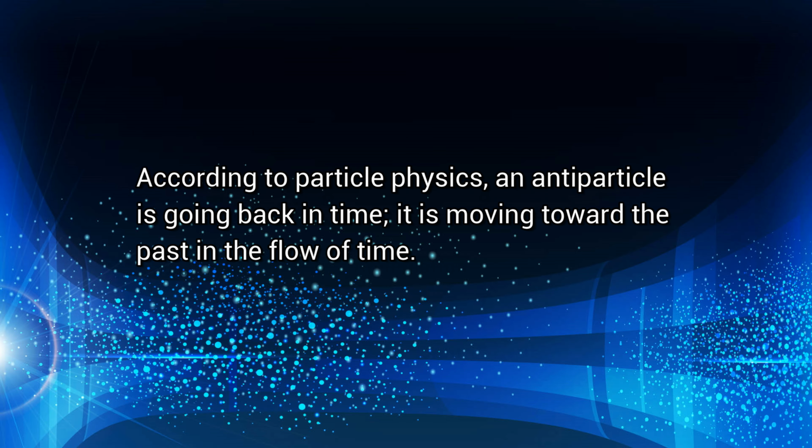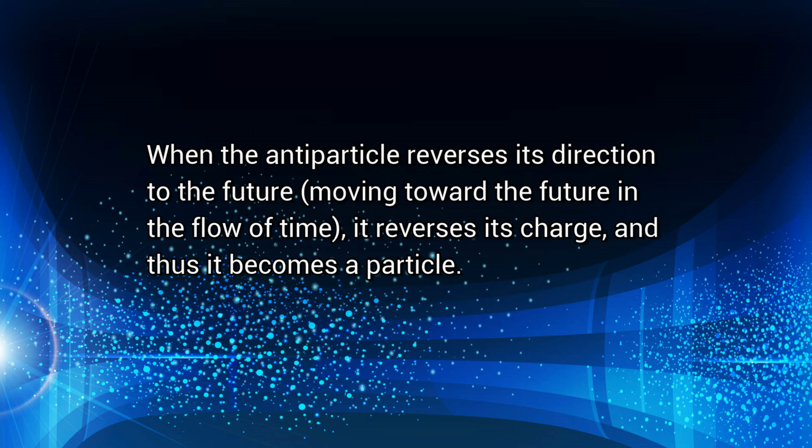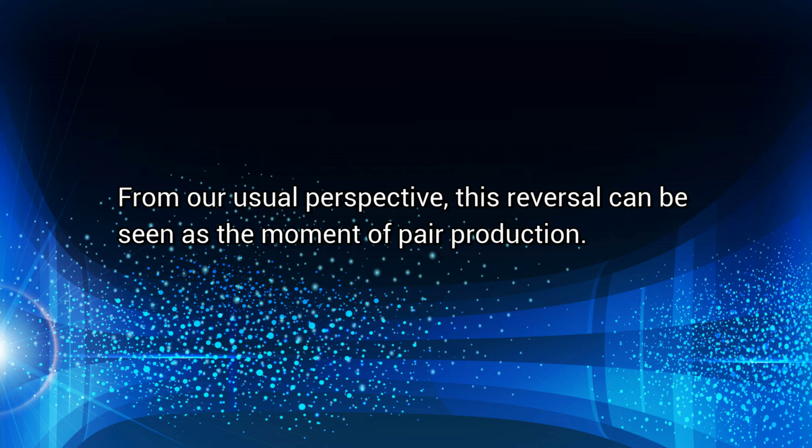According to particle physics, an antiparticle is going back in time. It is moving toward the past in the flow of time. When the antiparticle reverses its direction to the future, moving toward the future in the flow of time, it reverses its charge, and thus it becomes a particle. From our usual perspective, this reversal can be seen as the moment of pair production.